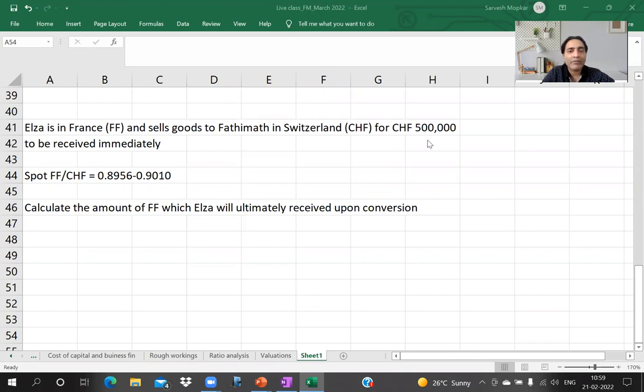Okay. So convert 500,000 CHF into FF by applying the left side rate, the buy rate, 0.8956, and tell me the answer. So one CHF is 0.8956 FF. So 500,000 CHF will be how many FFs?